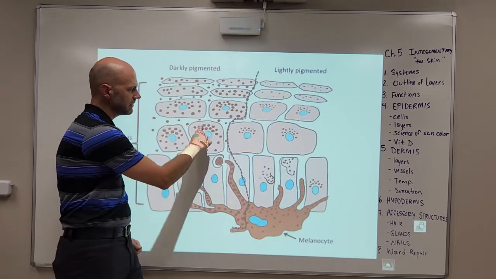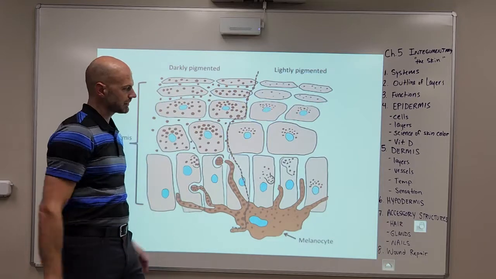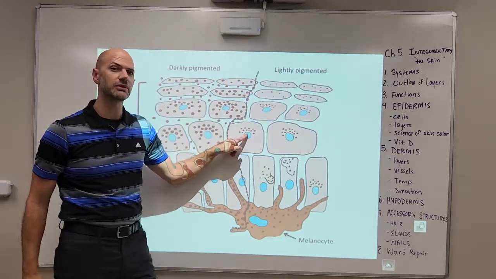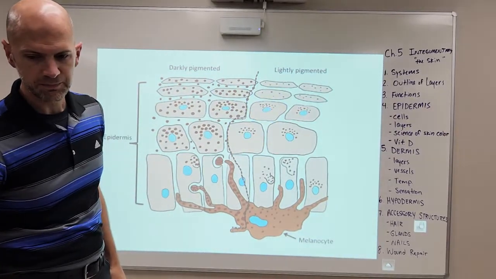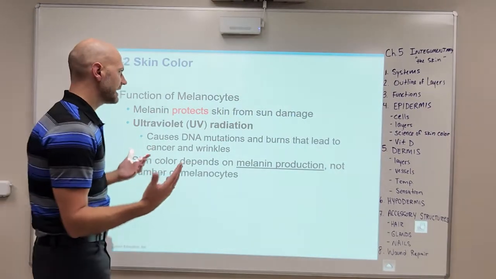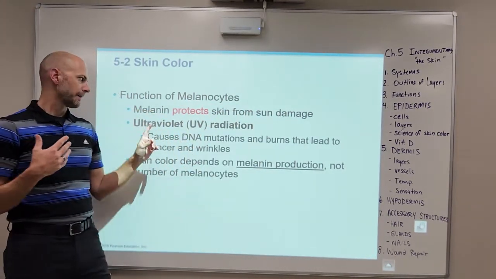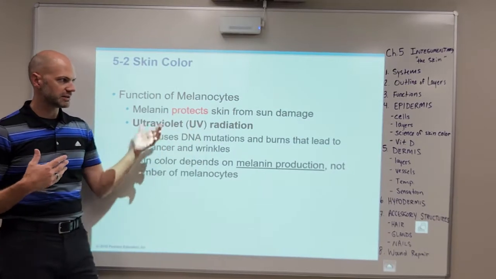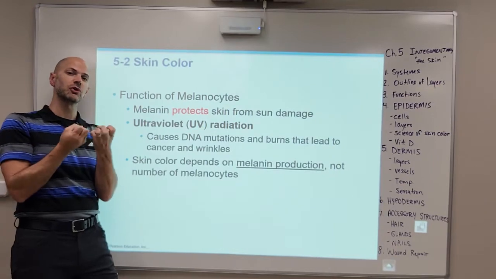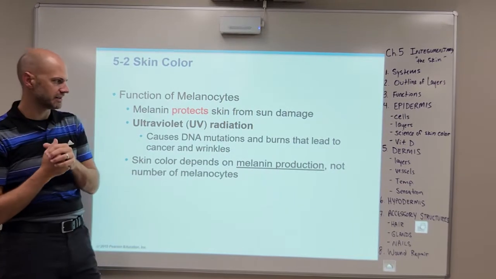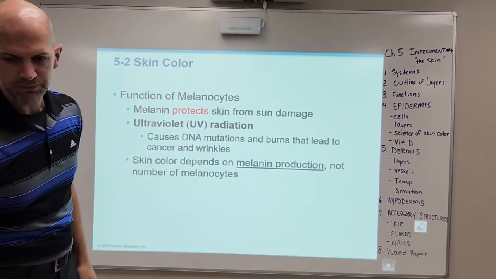But in all cases, you notice that it is covering the apical position relative to the nucleus. The apical position relative to the nucleus. So why is that? Melanin protects skin from sun damage. Ultraviolet light, UV radiation, can actually be stopped by melanin. Melanin can absorb UV, so it's very protective. So melanin production is very important.